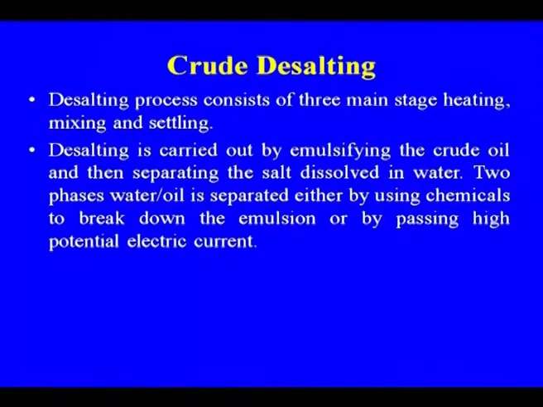So, desalting is carried out by emulsifying the crude oil, as I told you, and then separating the salt dissolved in the water. The two phases, water and oil, are separated either by using chemicals to break down the emulsion or by passing a high potential electric current. Normally we use electrostatic de-emulsification, what we call the electric desalting process, which all the refineries have, and it is a two stage desalting process.